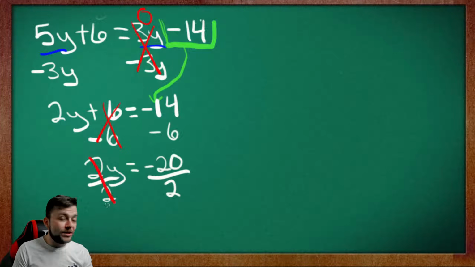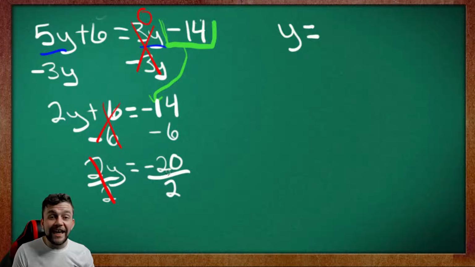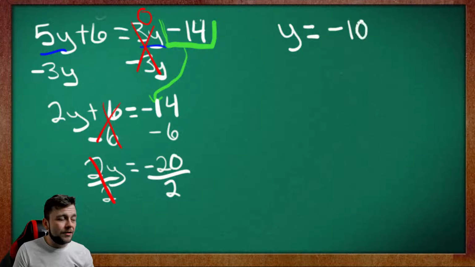Our 2's cancel down. They simplify down into a 1. We are then left with y on the left side, and that equals, what is negative 20 divided by 2? That is a negative 10. Negative 20 divided by 2 is a negative 10.